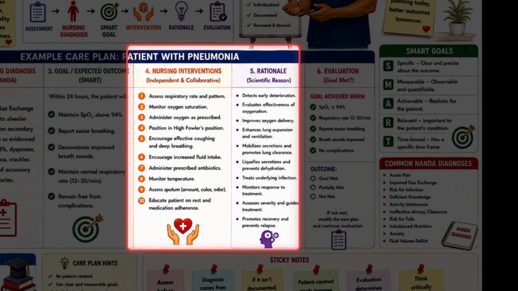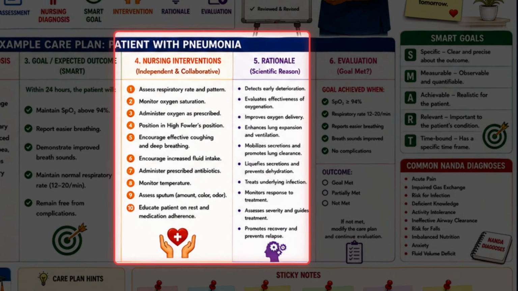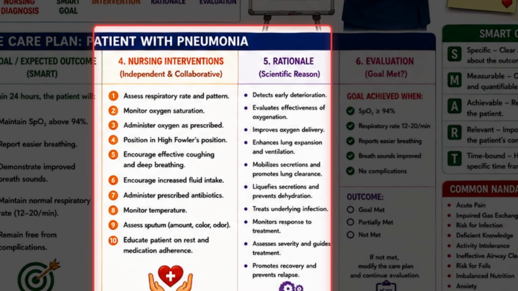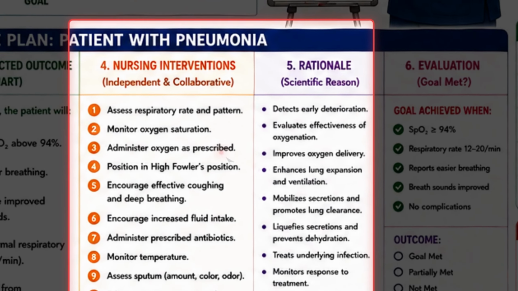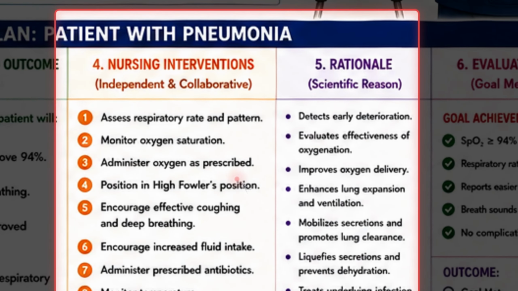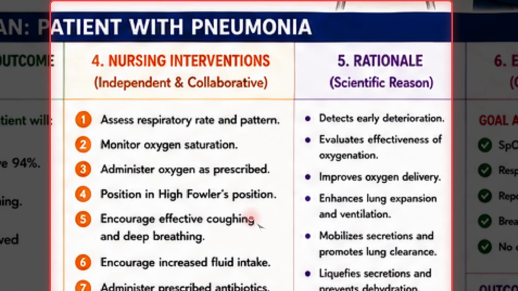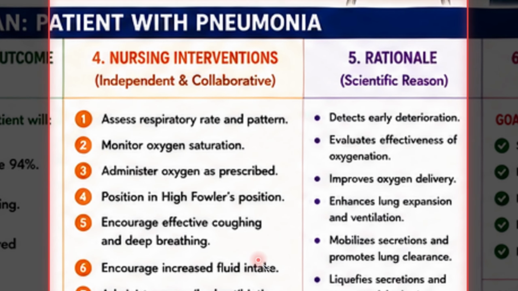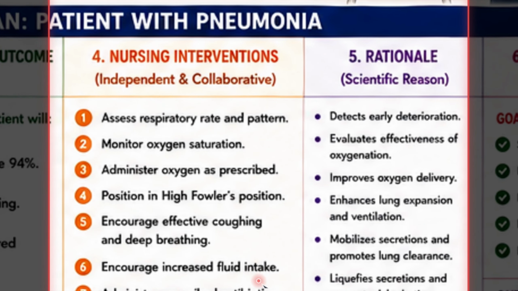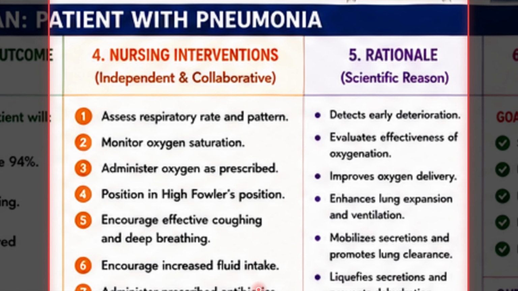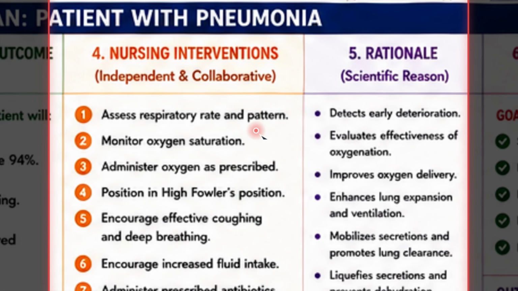We now enter implementation and rationale mapping. Columns 4 and 5. Nursing interventions must never be arbitrary actions. Every single intervention requires a direct, evidence-based scientific rationale explaining why it works. Let us walk through all 10 clinical pairings. Item 1.